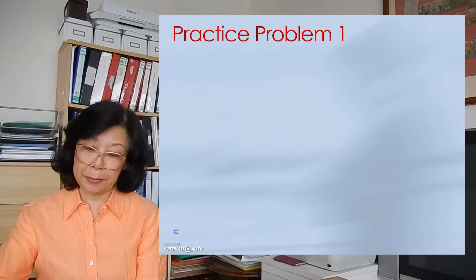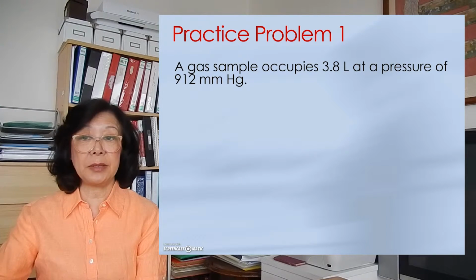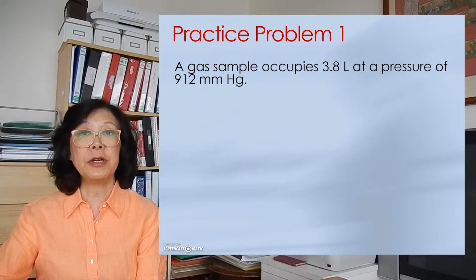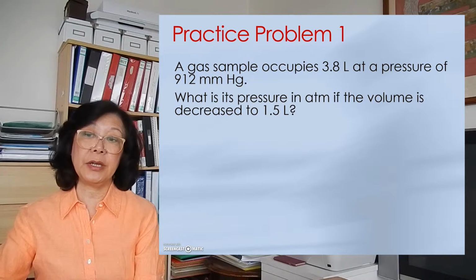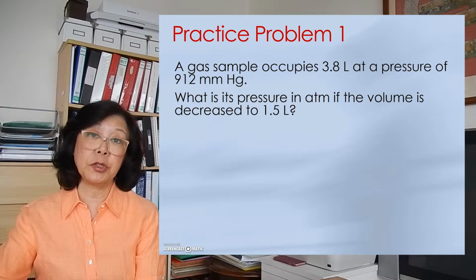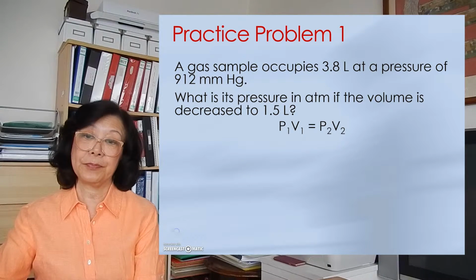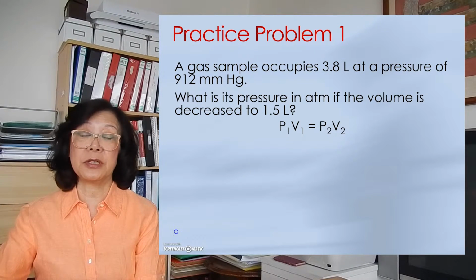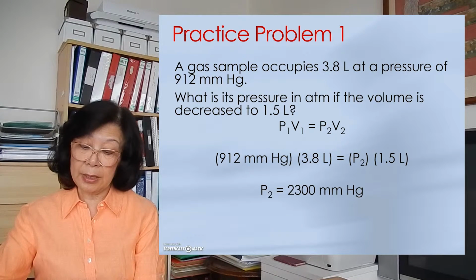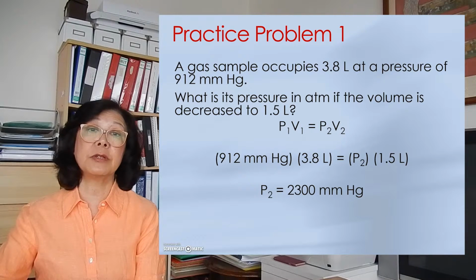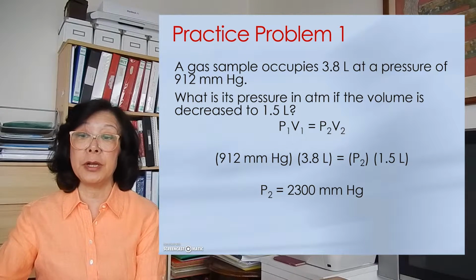Practice problem number 1. I have a gas sample occupying 3.8 liters at a pressure of 912 millimeter mercury. What is the new pressure in ATM if the volume is decreased to 1.5 liters? Now we use Boyle's law to solve this problem because we're dealing with pressure and volume only. And plugging the numbers in, we get 2,300 millimeter mercury.